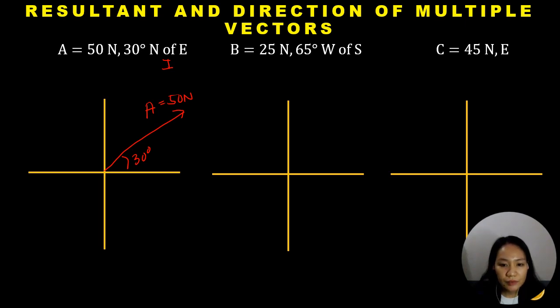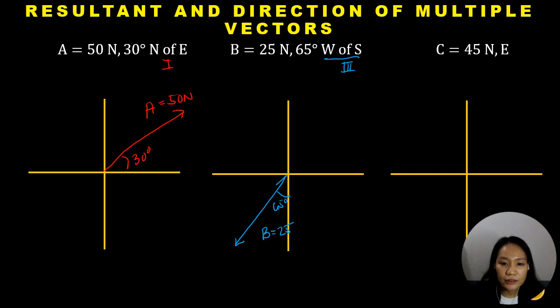Say vector B. Vector B is in 65 degrees west of south. West of south means it is in which quadrant? The third quadrant. So meaning to say the arrow lies here. Say this is 65 degrees. The vector, or this blue arrow, is our vector B equivalent to 25 newtons and forms an angle with respect to the south direction or to the y-axis. So this is 65 degrees.